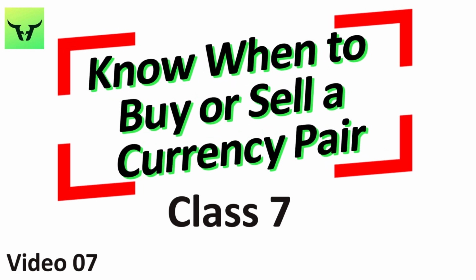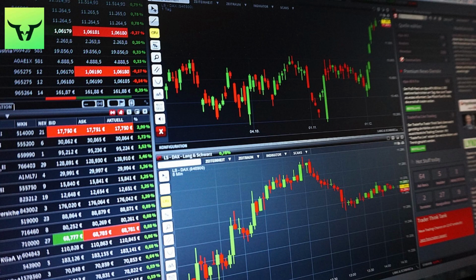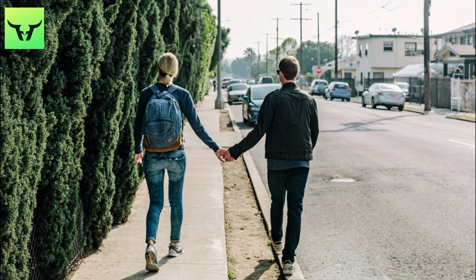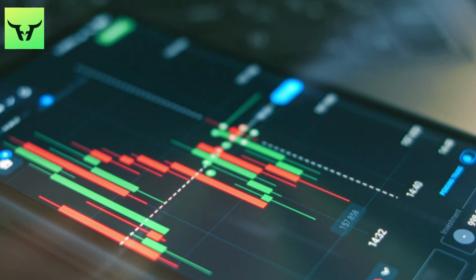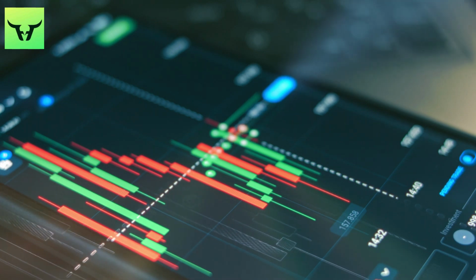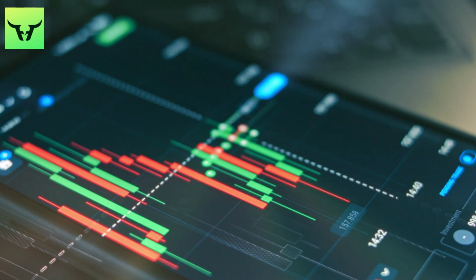Know when to buy or sell a currency pair. We're talking about Forex trading, which is the process of predicting whether one currency will rise or fall in relation to another. So when should you buy and sell? That's where basic analysis can help. It's like examining the basic factors that cause money's value to change.